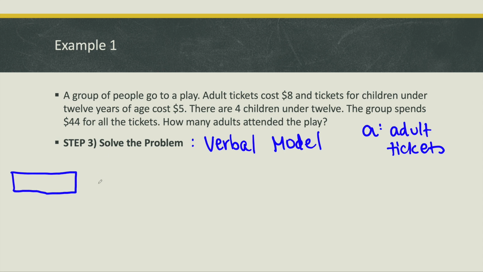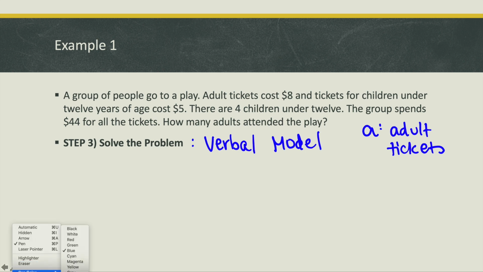Okay, so we have this. So first, we got to start off with the cost of adult tickets. Oops, let me just erase that real quick. Give me a second. Okay, let me just choose another pen color too. Let's do black.